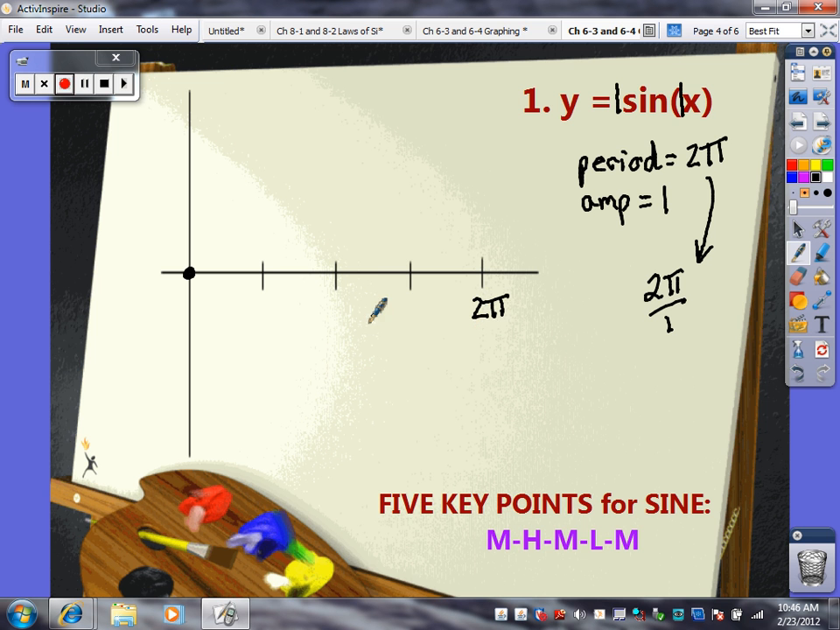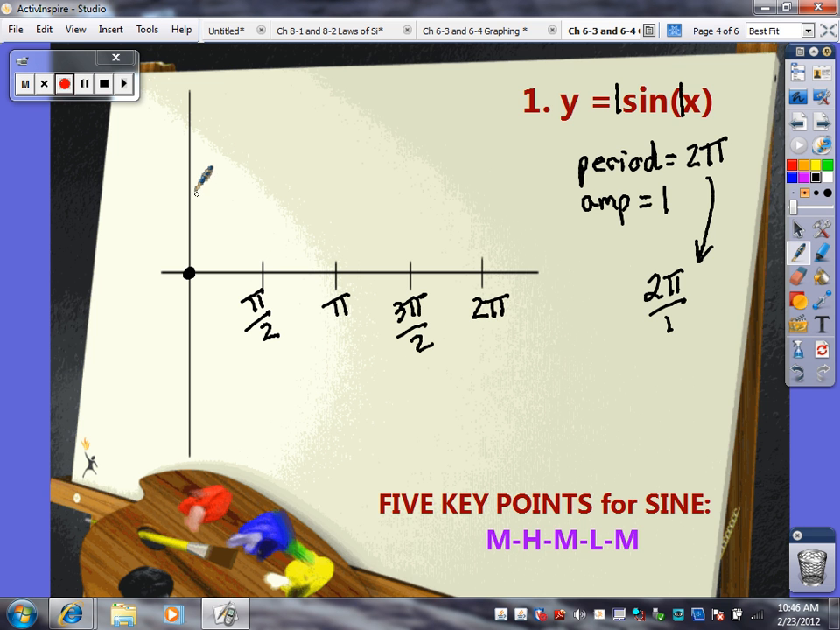We're only going to be graphing for one period. Half of 2 pi is pi. Half of pi is pi halves. So it's counted by pi halves. That's 1 pi half, 2 pi halves, 3 pi halves. Look, it's just the quadrants that are on the unit circle.